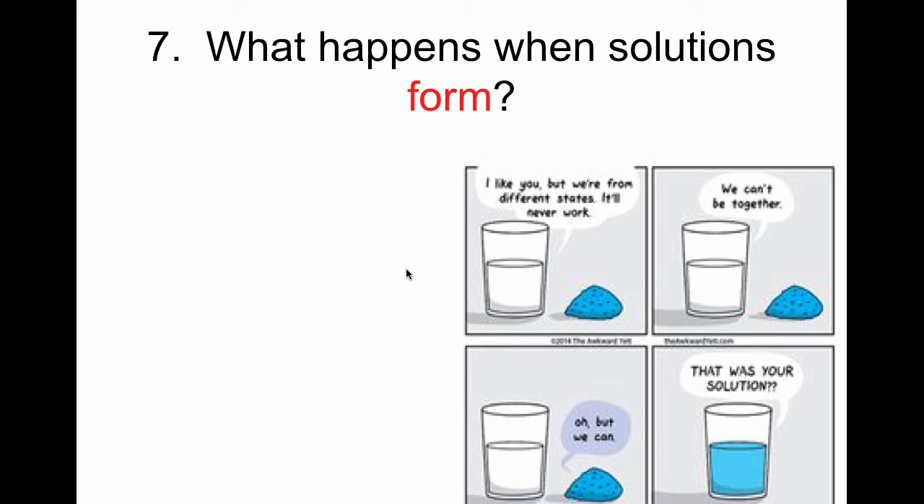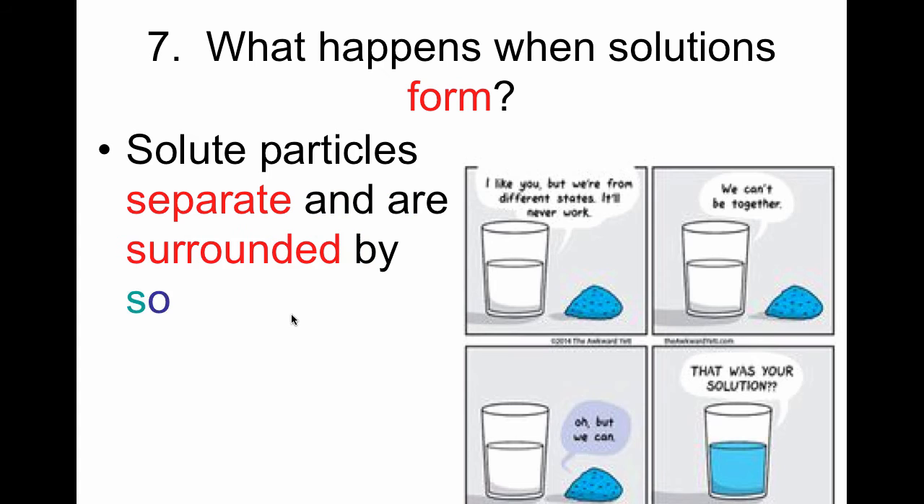So what happens when solutions form? The solute particles are surrounded by the solvent particles. The solute, if you're talking about sugar and water, is polar, and it gets attracted to the polar water particles, and so they electrically attract each other. And so as soon as you pour the sugar in the solution, it gets electrically attracted.